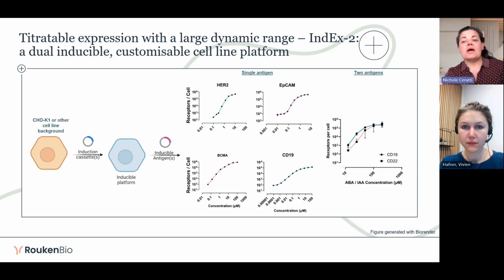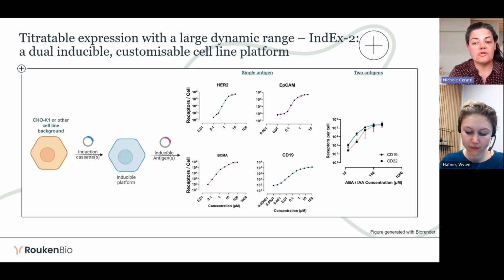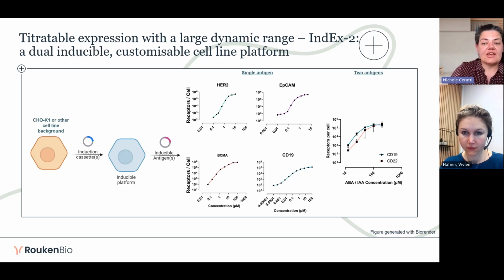We've also been able to show this with dual expression, and we're able to simultaneously induce the expression of two different antigens. And these are also at varying levels, and again using exactly the same system by controlling the concentration of the inducer. The only difference here is that each of the receptors that are expressed are controlled by a different inducer. The CD22 in this example is under the control of the indole-acetic acid system, and the CD19 under the control of the abscisic acid system.